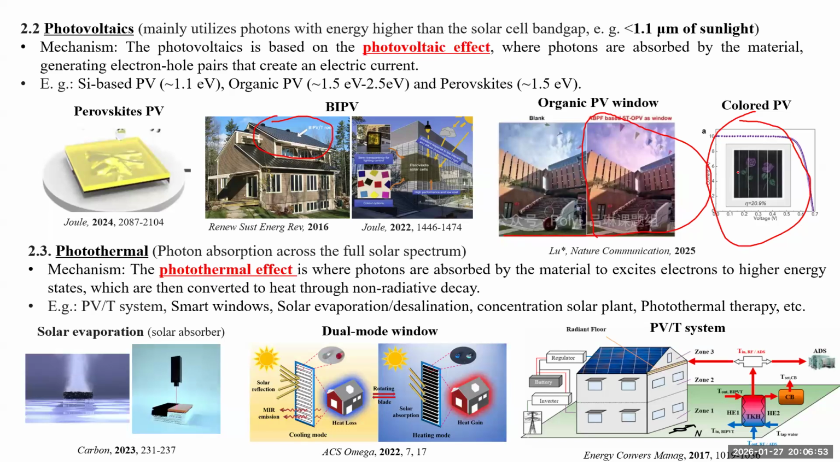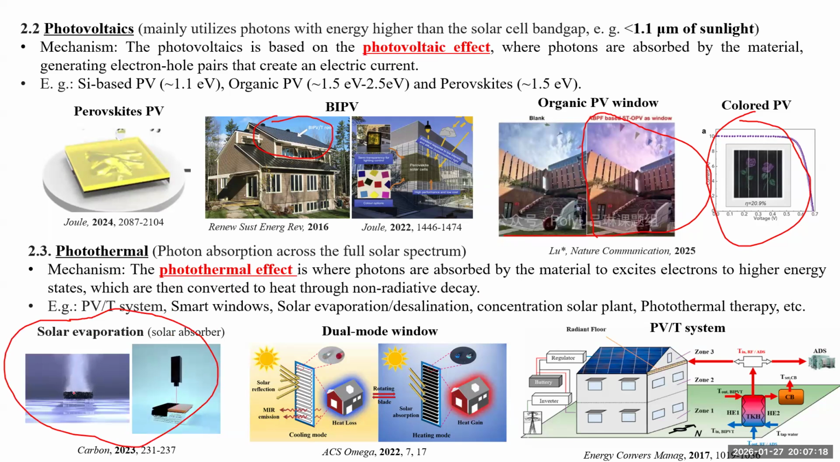It is easy because of the photothermal effect, where photons can be absorbed by the material to excite electrons to high energy states, which are then converted to heat through non-radiative decay. So this is the work I'm working on, a solar absorber.